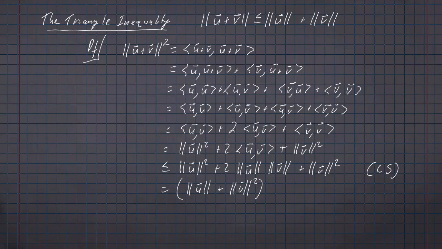And then finally, the magnitude of u plus v, squared. I wrote that backwards. Parentheses go on the inside, square goes on the outside. If the magnitude of u plus v, squared, is the magnitude of u plus the magnitude of v, the whole thing squared, then it must be the case that the magnitude of u plus v is less than or equal to the magnitude of u plus the magnitude of v.